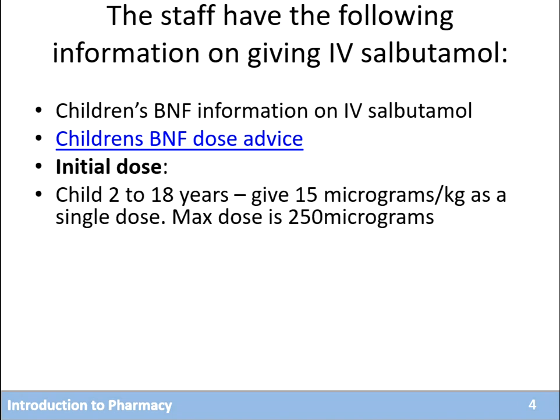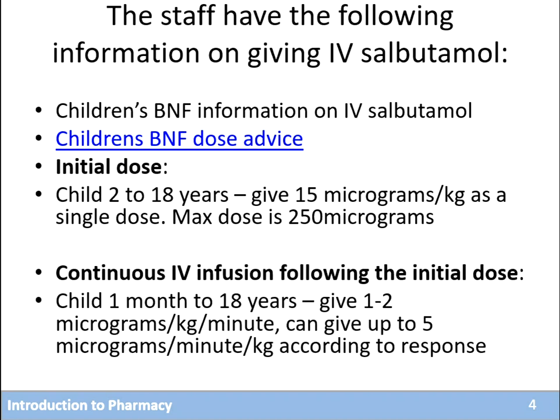But from that information, we know that the initial dose for a child coming in this situation, high dose, quick dose, is to try and get everything working better. For a child from 2 to 18 years, which obviously includes our 4-year-old, you give 15 micrograms per kilogram as a single dose. And the maximum dose you can give there, however heavy the child, is 250 micrograms. So that's our initial dose. That's the first thing we must do straight away to try and get improvement happening.